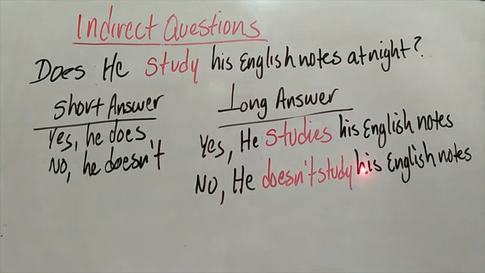Pay attention to this one. That is the moment that we want to respond in affirmative. For example, it says, studying. Do you remember that we had the verb that ends in Y? But in this case, we had a consonant before it. What's going to happen? Eliminate Y. I'm going to write I-E-S. For example, it says, yes, he studies. Check. Then it says, studies his English notes at night. No, he doesn't study his English notes at night.